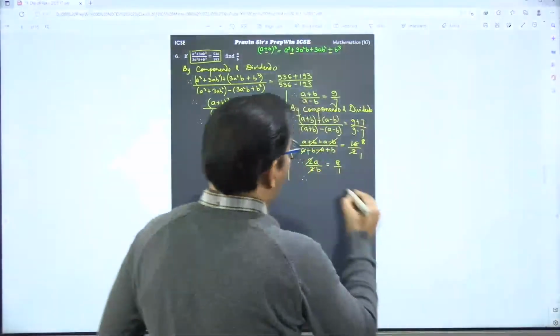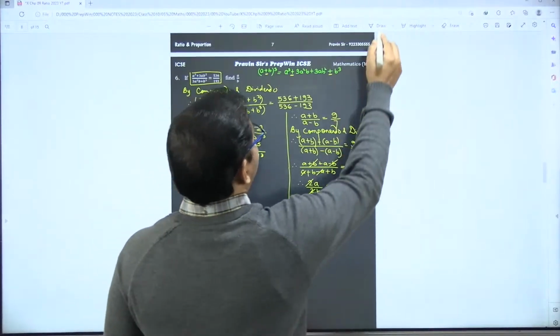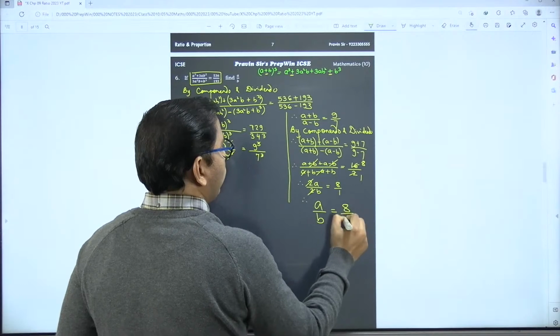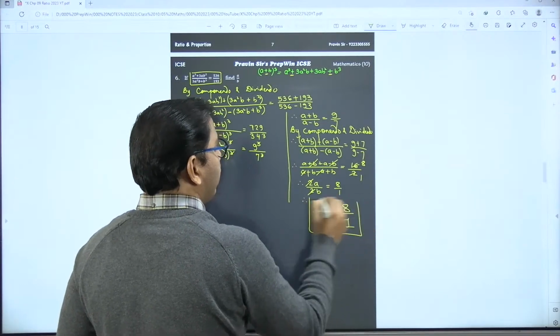Okay. My answer a by b is equal to 8 by 1. आंसर रेशियो में नहीं पूछा है.